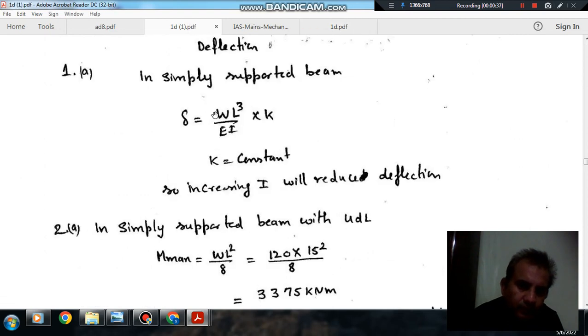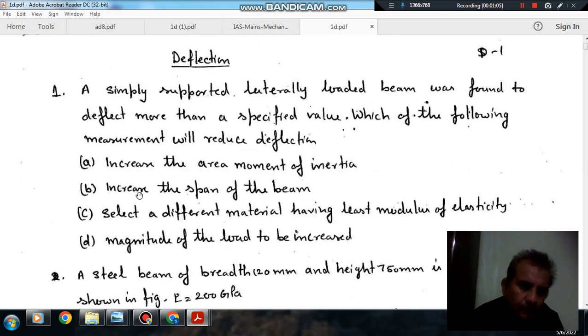So the general deflection formula is given as K times WL³ by EI. For a simply supported beam with a point load at the midpoint, K is 1 by 48. So it is 1 by 48 WL³ by EI. Now we can see that if I is increased, the deflection delta will reduce. So increasing I will reduce the deflection. So the answer is option A. Okay, next.